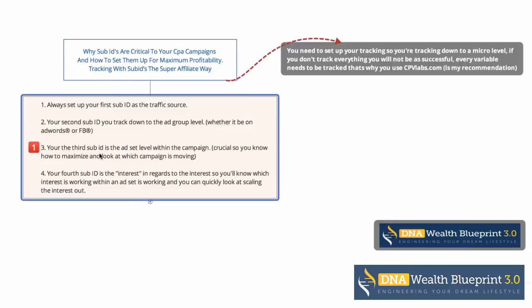The third sub-ID you track is down to the ad set level within the campaign. This is crucial so that you know how to maximize and look at which campaign is moving. Again, you want to set up a sub-ID right down to the actual level within the campaign itself. There are going to be campaigns, and there are going to be ad sets within the campaigns. These ad sets are very crucial that you separate them.